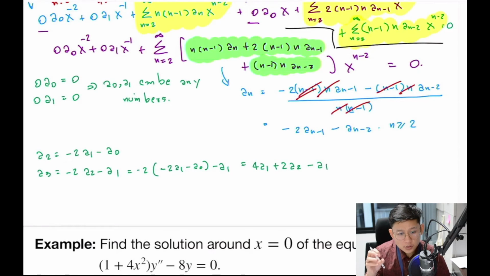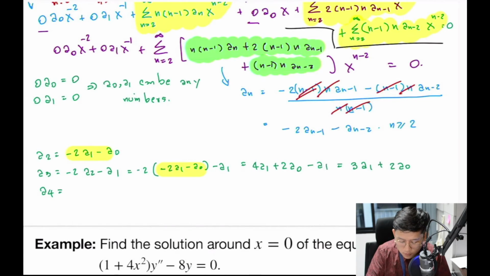Okay, so a2, substitute a2 here. I substitute a2 with minus 2a1 minus a0. So I get 4a1 plus 2a0. See, I already got something wrong here. It's 2a0 minus a1, and that is going to be 3a1 plus 2a0. Okay, 3a1 plus 2a0.